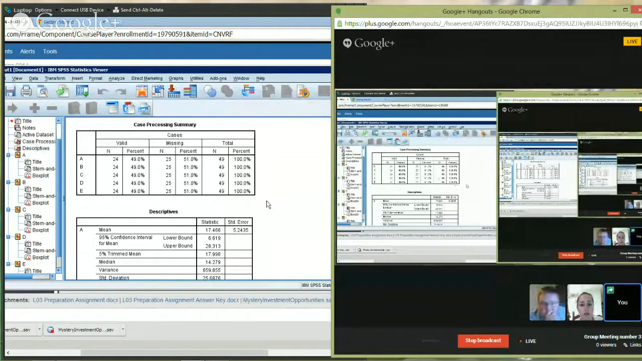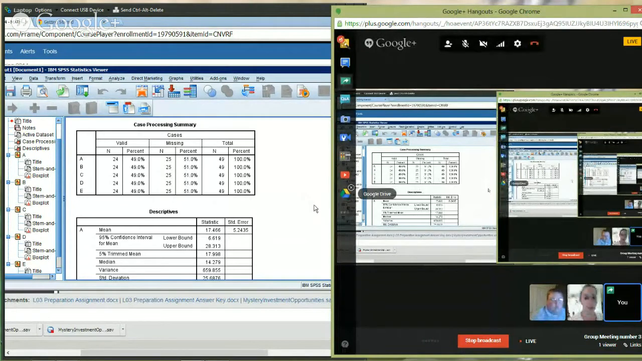Cool. That basically just gave us the answers. We didn't have to calculate anything. Yeah. A lot of the early chapters are getting to use SPSS and getting used to it. Learning to understand it.